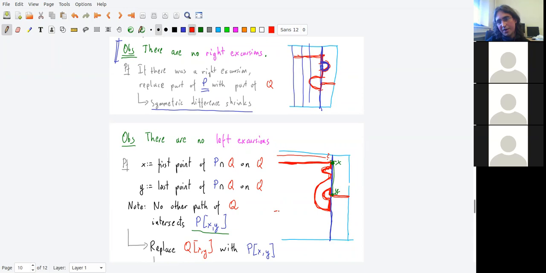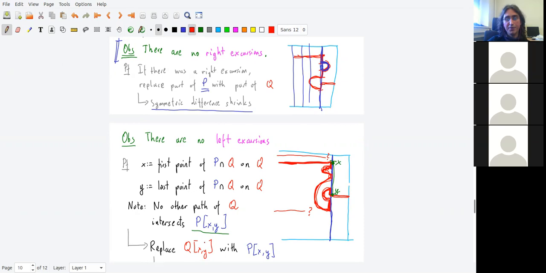And any path from below, well, this part of the path Q is sort of shielding this interval between X and Y from any path from below. Again, I would need to cross this red path in order to be able to intersect this interval XY. This cannot happen because the red paths are pairwise disjoint. Good. So this means that the interval XY is completely free from the other red paths.